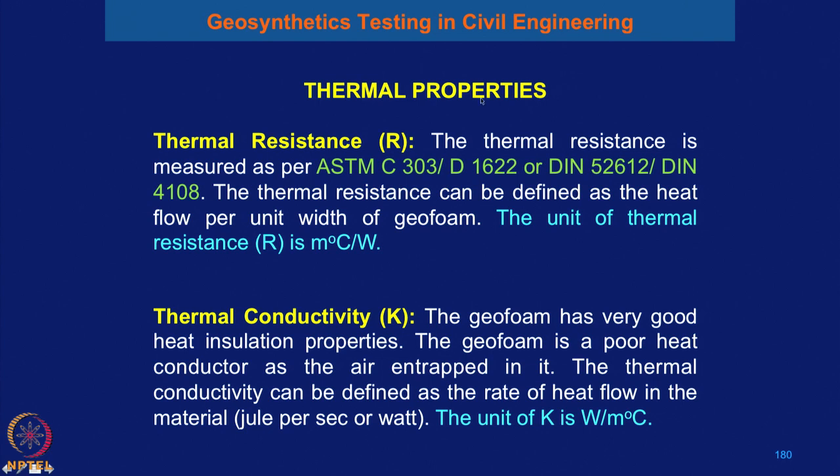The thermal resistance is measured as per ASTM C 303, D 1622, or DIN, that is the German specification, 52612 or DIN 4108. Thermal resistance can be defined as the heat flow per unit width of geofoam. The unit of thermal resistance R is m degree centigrade per watt, as you may have studied in the subject of physics. And similarly, what is thermal conductivity? That is designated as K.